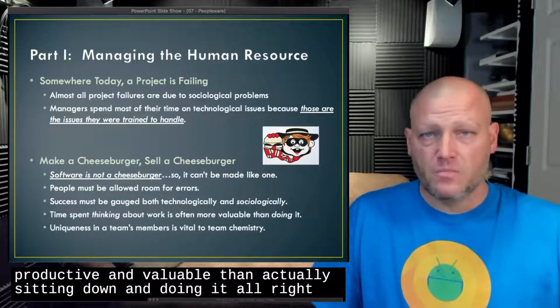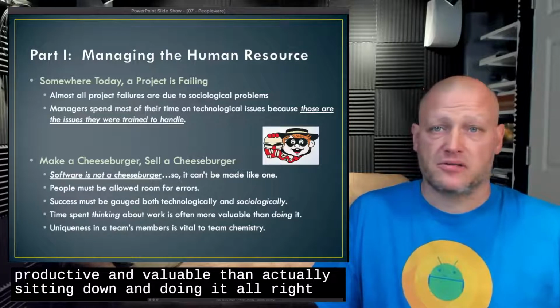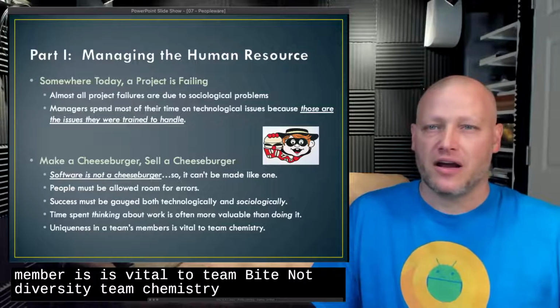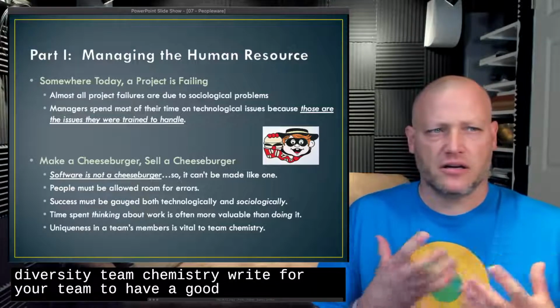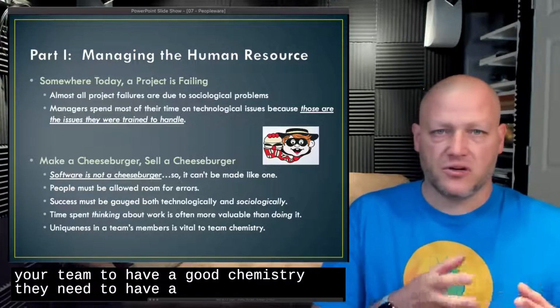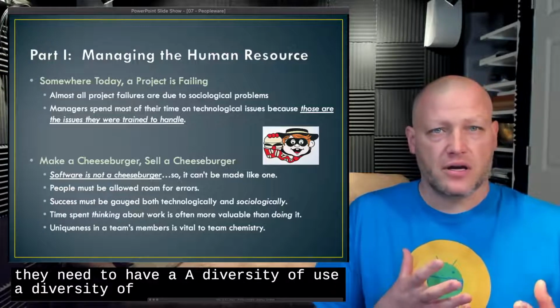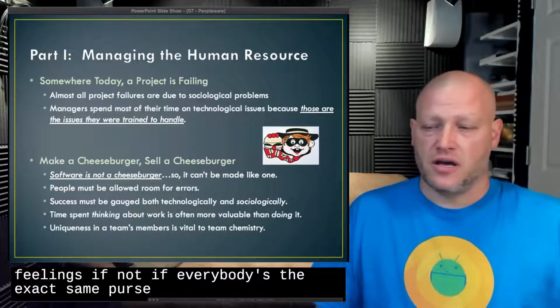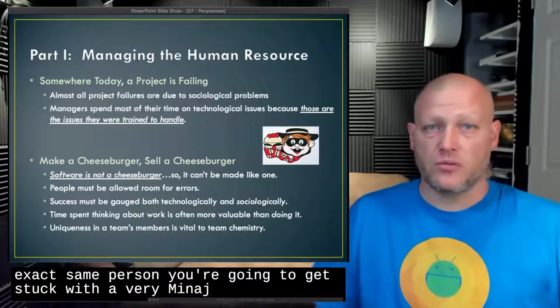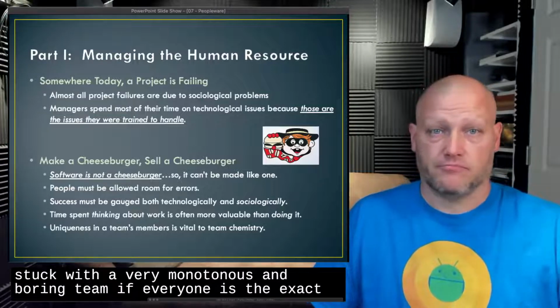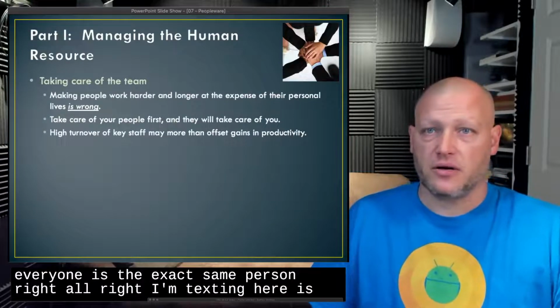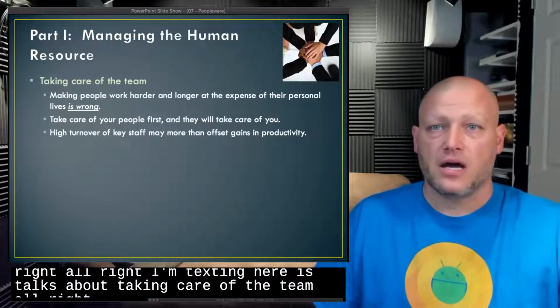And then finally, uniqueness in a team's members is vital to team chemistry, right? For your team to have good chemistry, they need to have a diversity of views, a diversity of backgrounds and feelings. If everybody's the exact same person, you're going to get stuck with a very monotonous and boring team, right? The next thing here talks about taking care of the team.